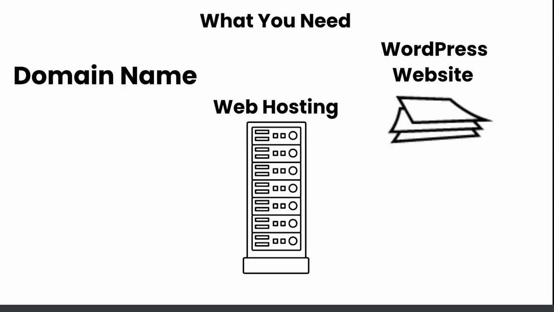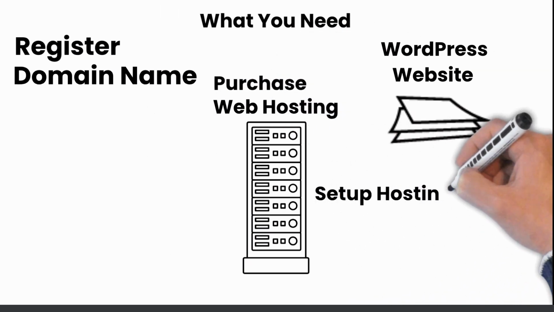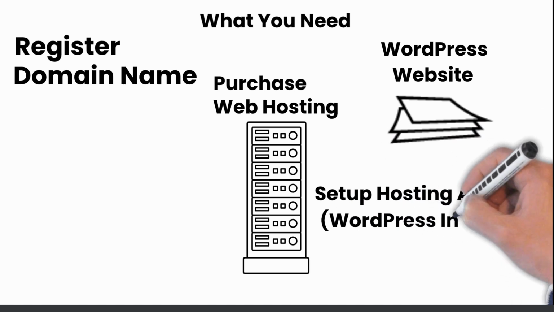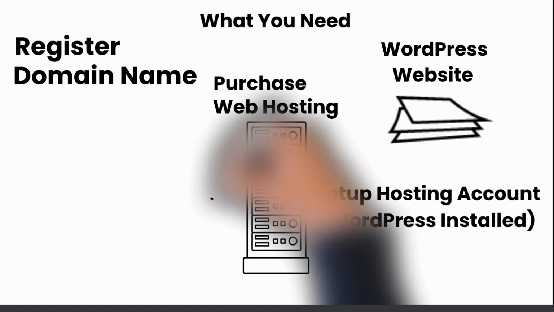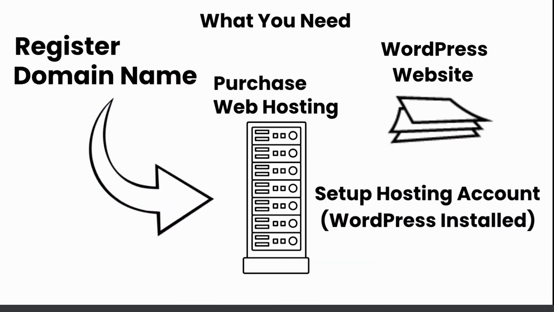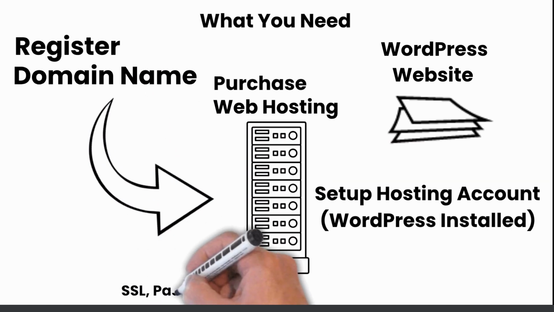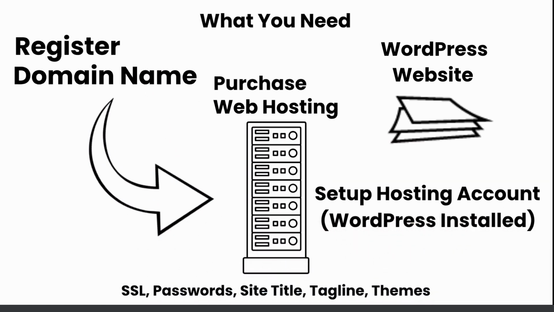Now I'll show you the process for registering a domain name at Namecheap and buying hosting at Bluehost. Then I'll set up the Bluehost account, at which time WordPress will be installed. I'll also demonstrate how to associate the domain name with the hosting account, and I'll finish by showing you a few more things that I think you'll find useful.